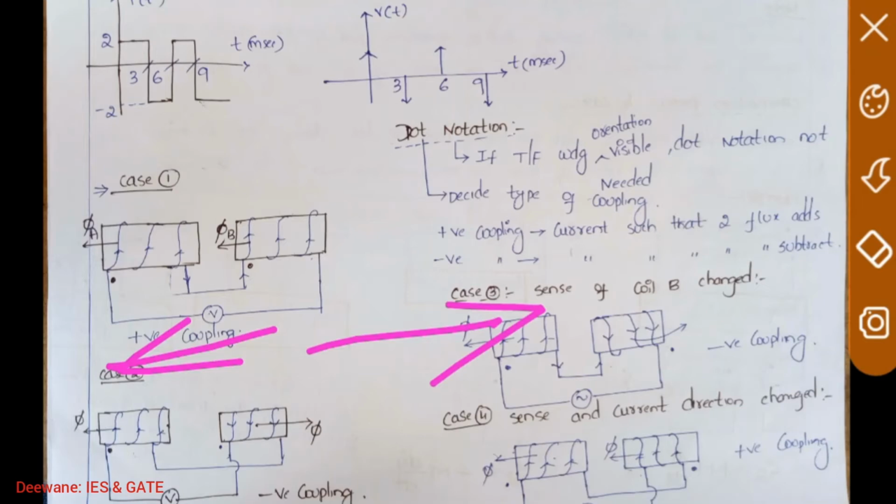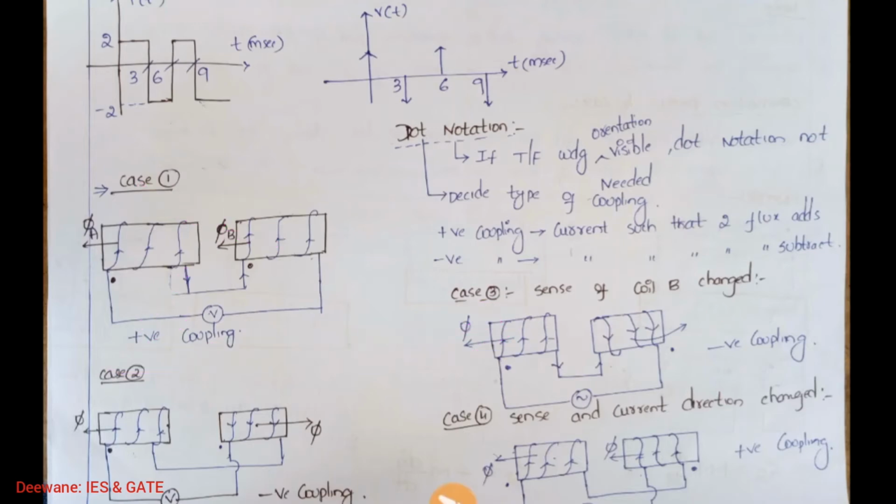Flux in the transformer. So phi 2 dash is always opposite to phi 2, meaning a transformer is always a negative coupling device. So this case is valid in a transformer, not the other case. Okay friends, hope you have understood. Let us go for the third case.